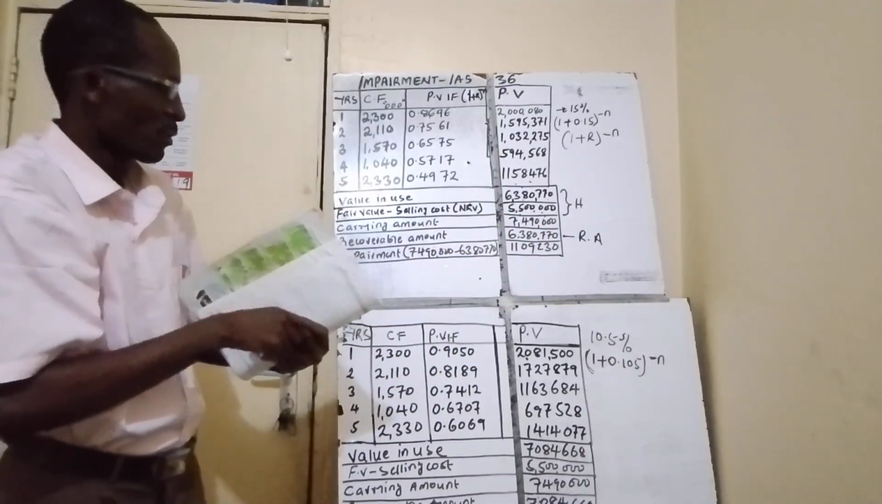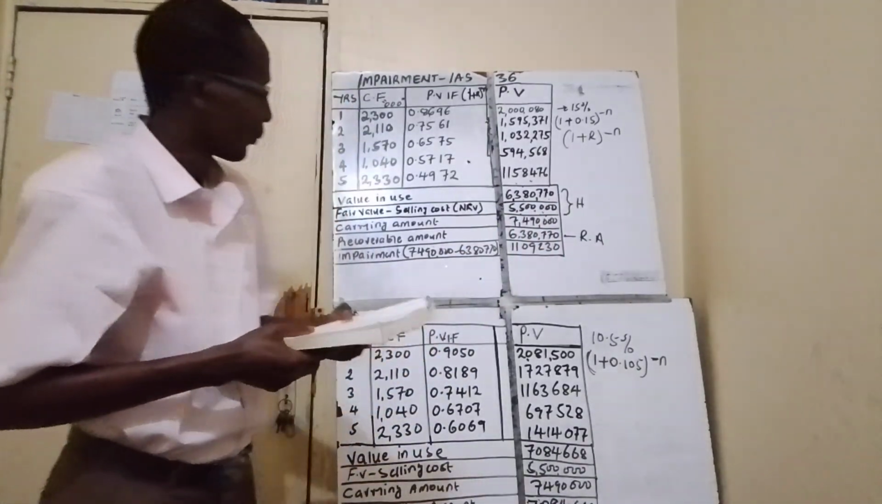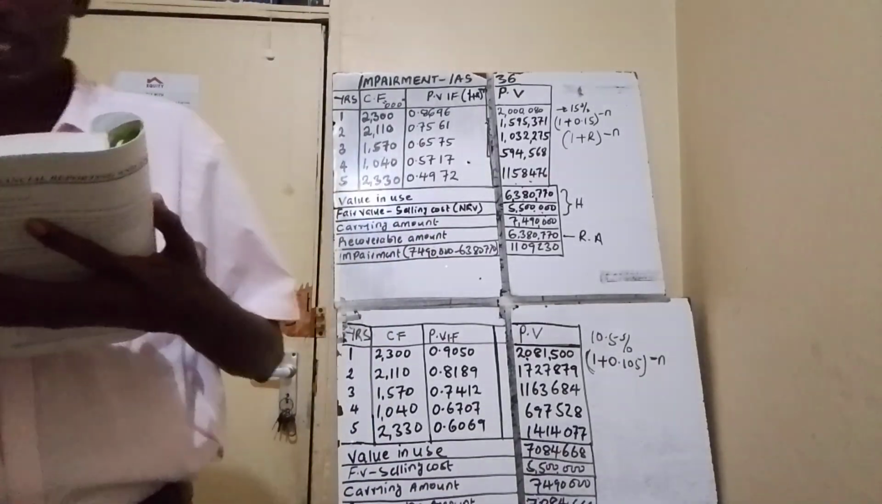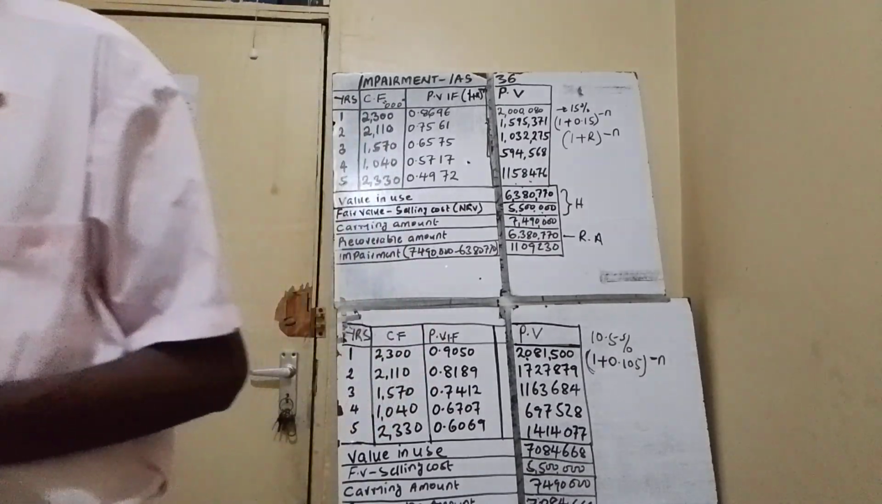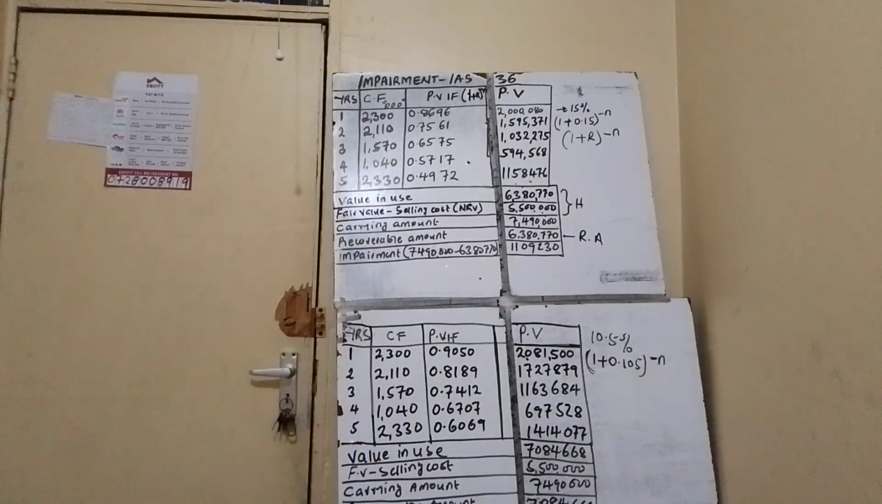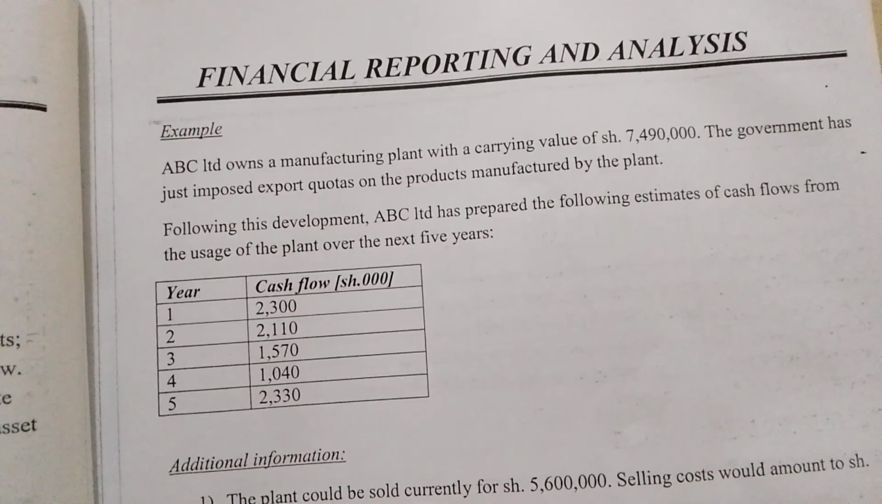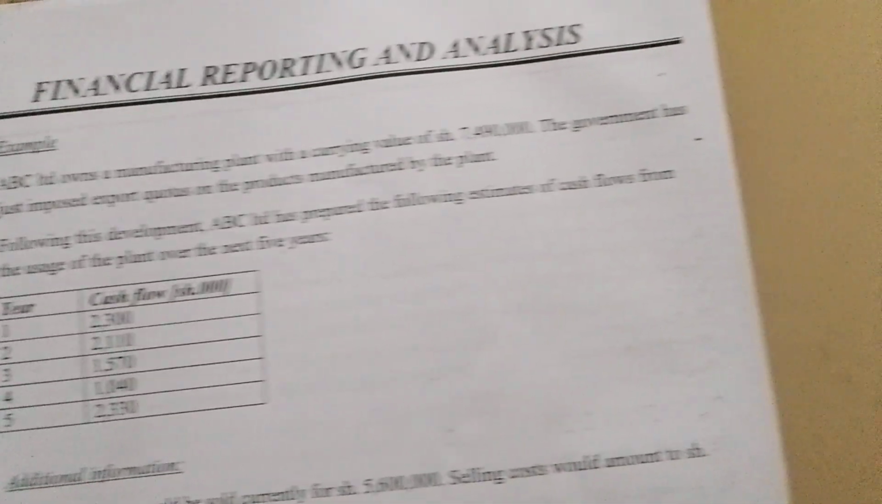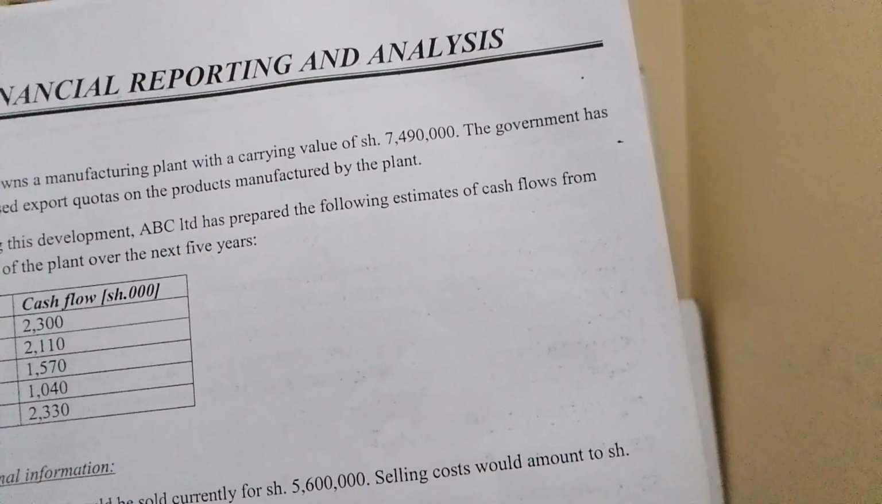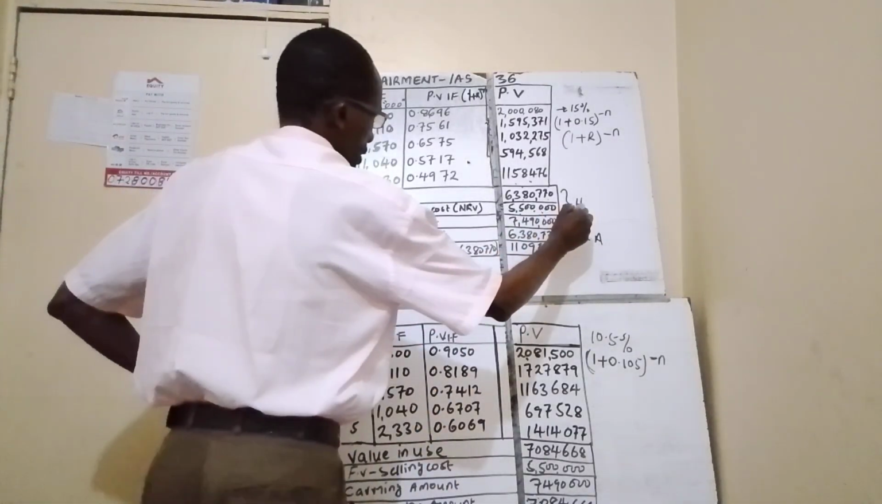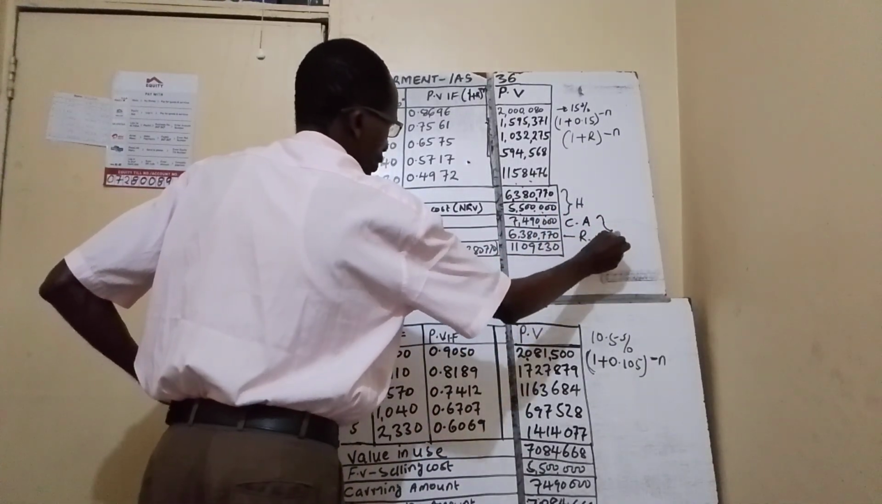Now, carrying amount, have we been given? We have been told that ABC Limited owns a manufacturing plant with a carrying value of 7,490,000. That has been given. Number one, ABC Limited owns a manufacturing plant with a carrying value of 7,490,000. That figure there. So that has been given directly. So I'll just come here and compare. This is my carrying amount. So I'm comparing these two.